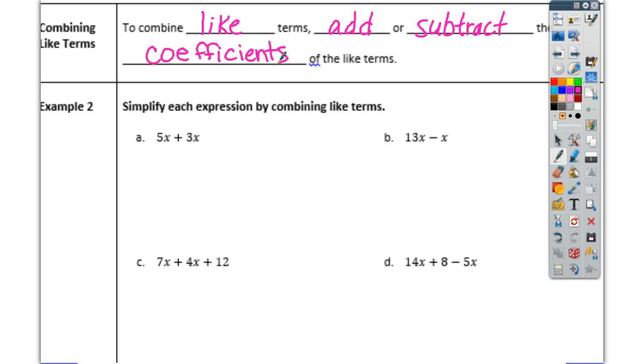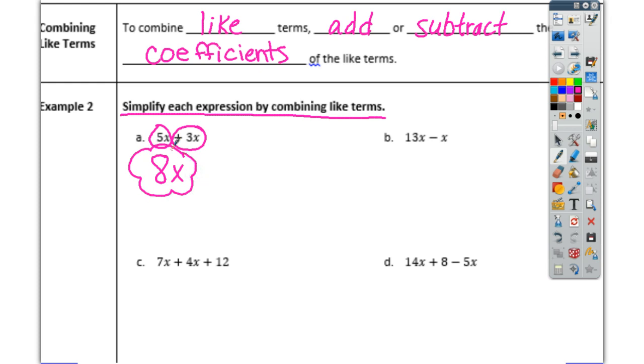So let's practice again. Any like terms in letter A? Yes. It says simplify each expression by combining like terms, if you can, like that third one, we couldn't. Can we on this one? Yes, I've got 5x and 3x. What do I get when I combine them? You combine them and get 8x. Done. Final answer. I cannot simplify that anymore.